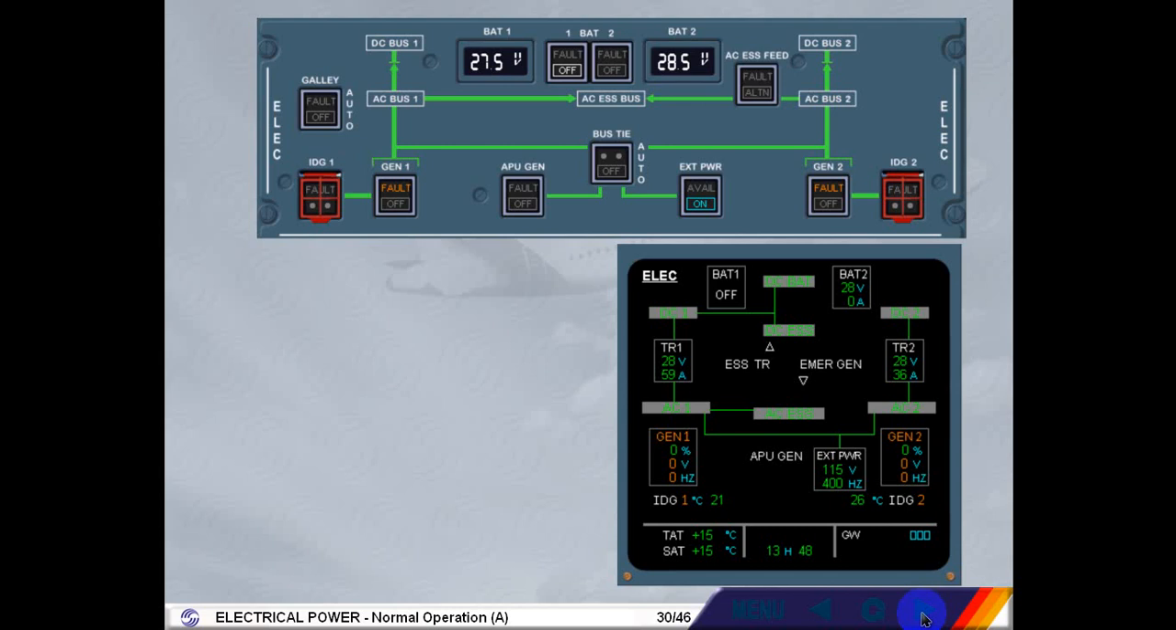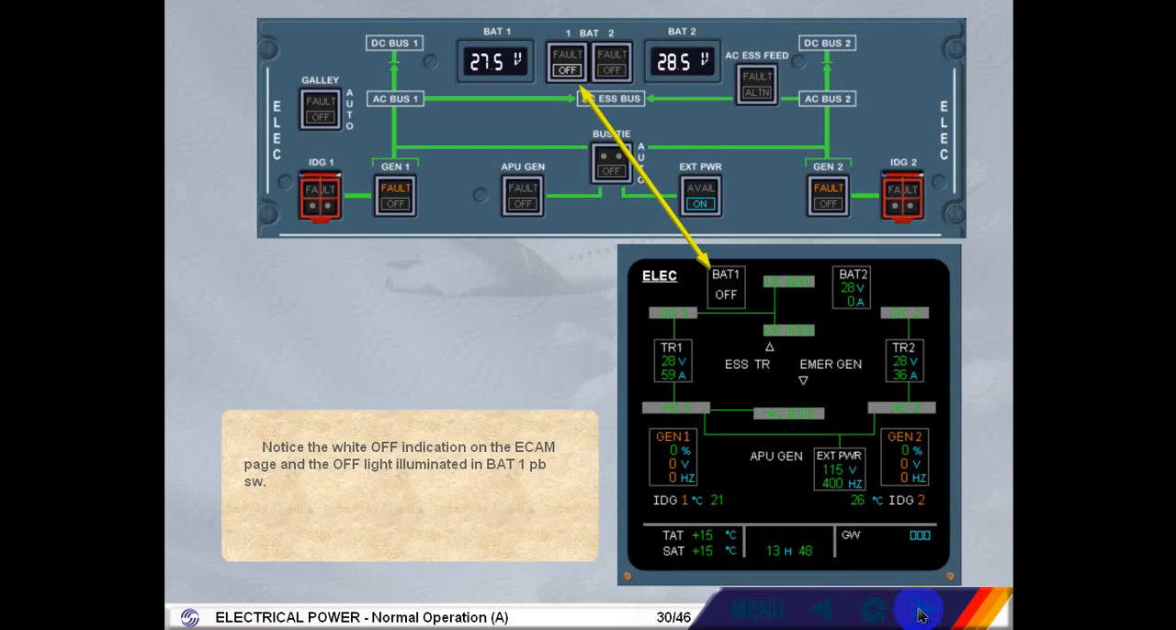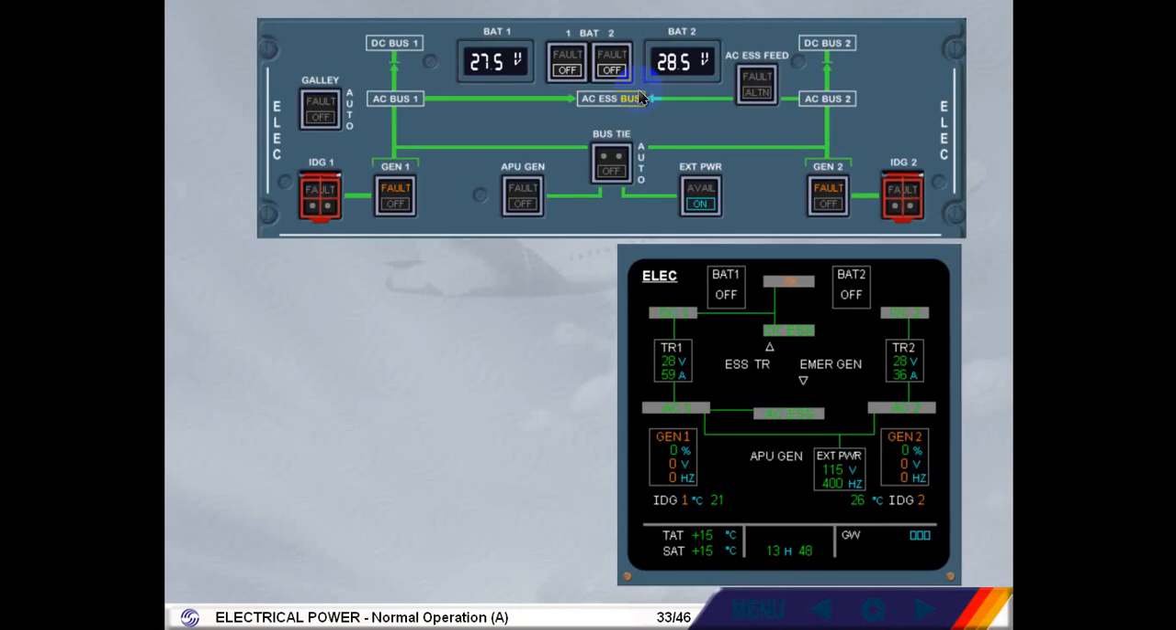Notice the white off indication on the ECAM page and the off light illuminated in BAT1 push-button switch. Switch BAT2 off. As you can see, both batteries now have voltages above 25.5 volts. The battery charging cycle is complete.